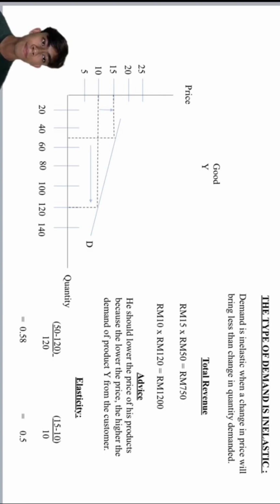So the advice for Mr. Ali is he should lower the price of his products, because the lower the price, the higher the demand of product Y from the customer. So the elasticity formula is 50 minus 120 and divide by 120, and we got 0.58. And the next one, 15 minus 10 and divide by 10, so we will get 0.5.